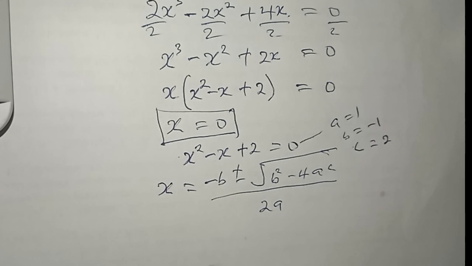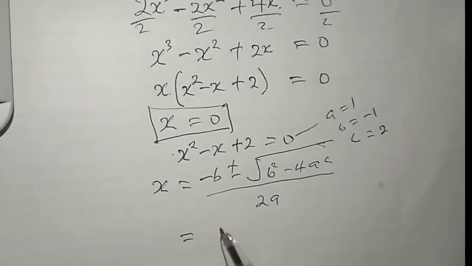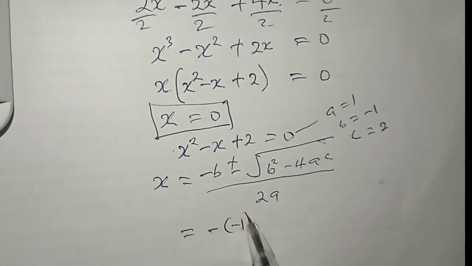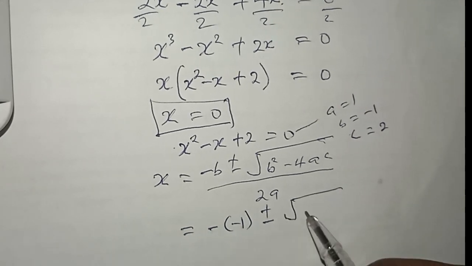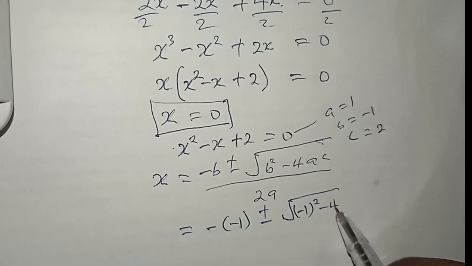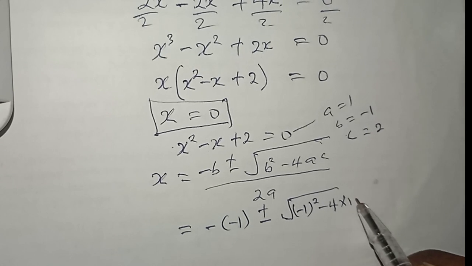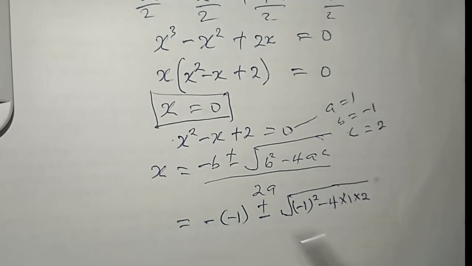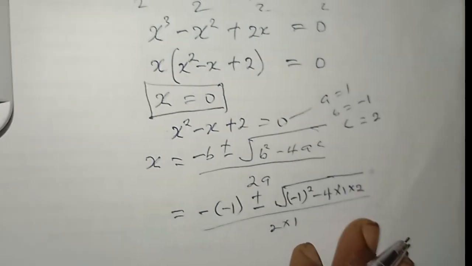Okay, so having said that, we can now go ahead to make some substitutions. So this is minus b and the b is minus 1. So we have minus minus 1 plus or minus the square root of negative 1 squared, and then minus 4 times a is 1, so we have times 1, and then times c is 2. Okay, and all divided by 2 times 1.